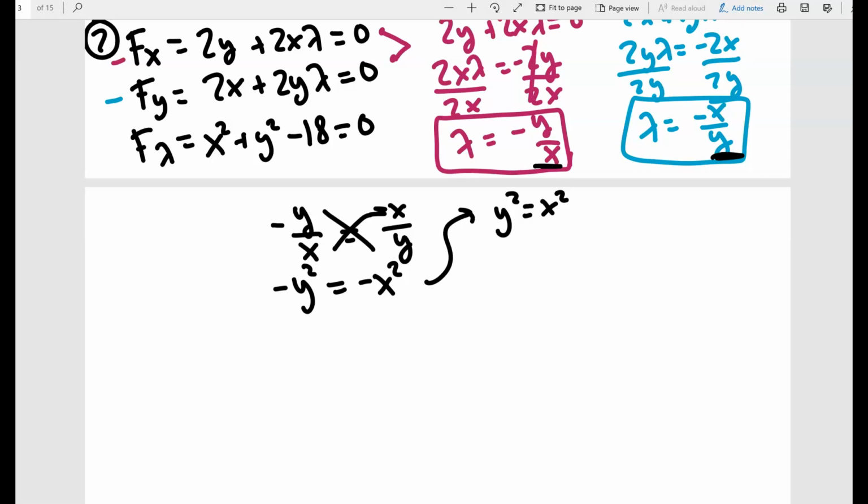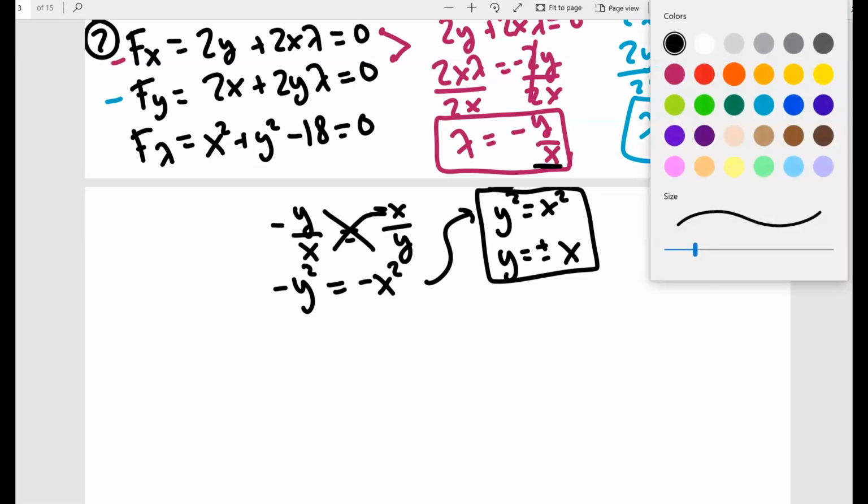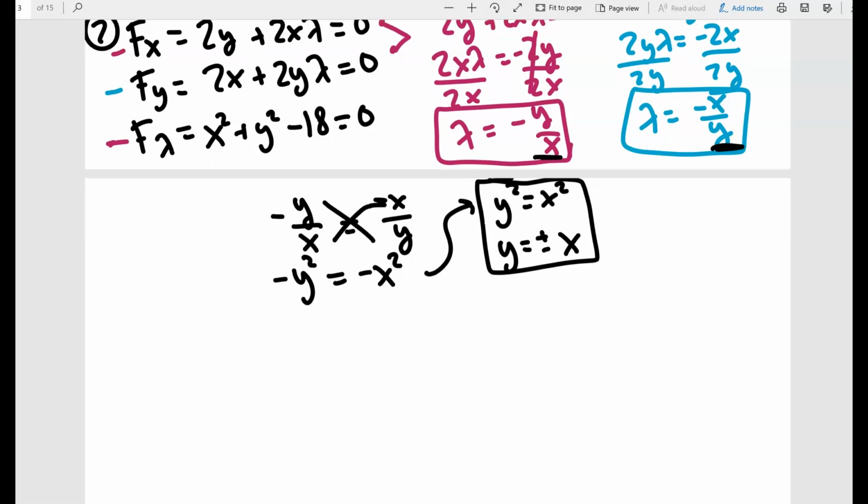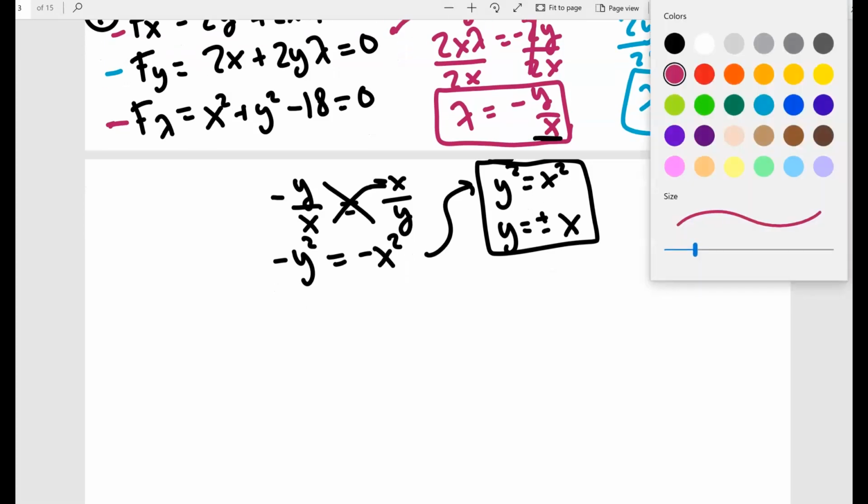Now what you could have done is take the square root if you want to. Y equals, when I take the square root, plus or minus x. But in this case, we don't want to do that, and I'll show you why. In this case, when I have y squared equals x squared, it's easier to deal with the first one than it is to deal with the second one. The reason is because after we find a relationship between both of them, we want to use our third equation, this one, to solve for the values of y and x.